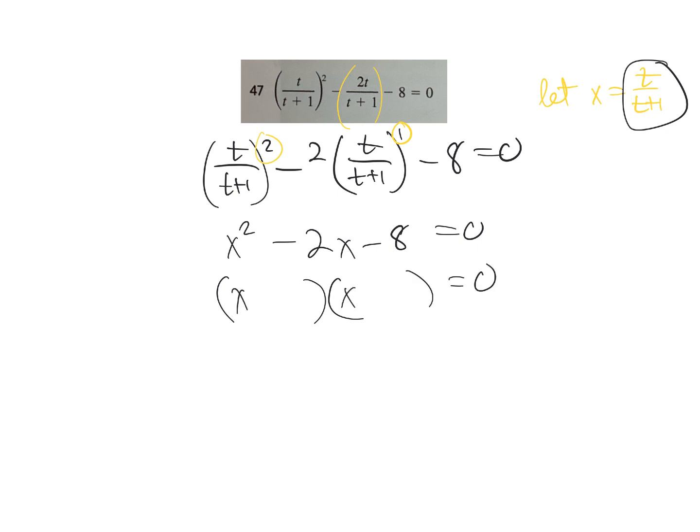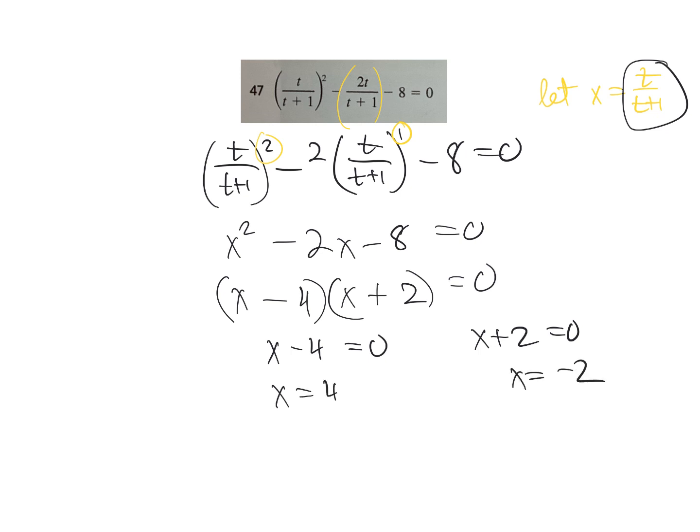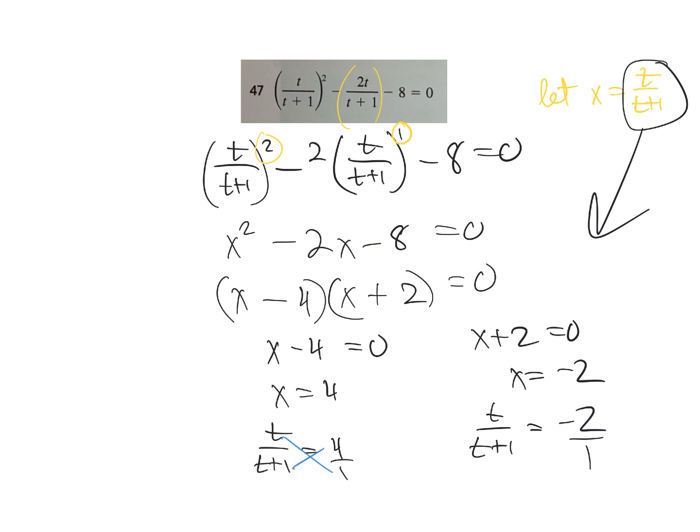So that's x and x, and 4 and 2, right? So it needs to be negative 2, so a negative 4 and a positive 2 there. So x minus 4 is equal to 0, and x plus 2 is equal to 0. But now, we say x equals 4, and x equals negative 2. Substitute the t back in. So t over t plus 1 equals 4, and t over t plus 1 equals negative 2. At this point, I would cross multiply. Let me move all this up.